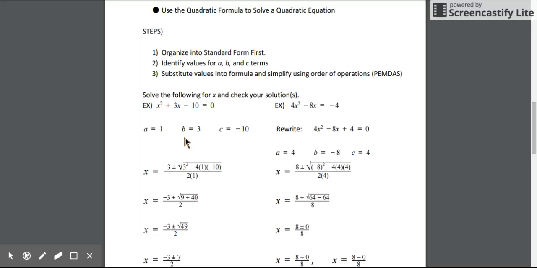One common mistake is that first value. The opposite of b is what we put first. So if b is positive, we're going to put a negative value. If b is negative, we're going to put a positive value.